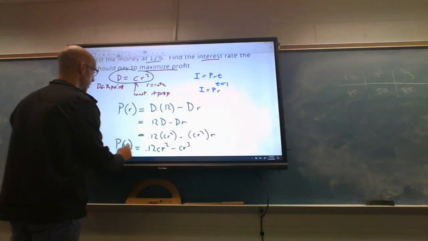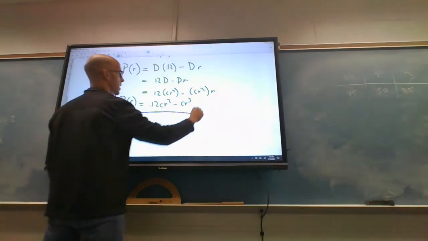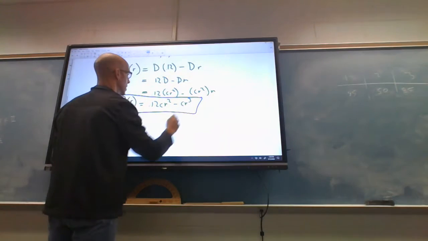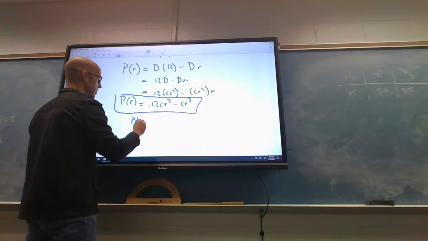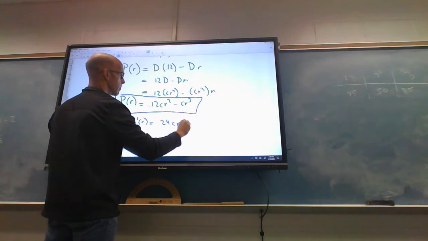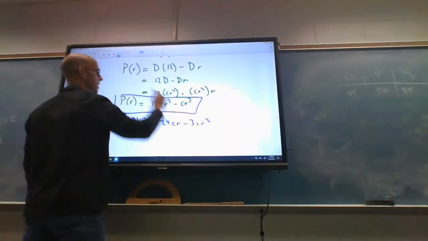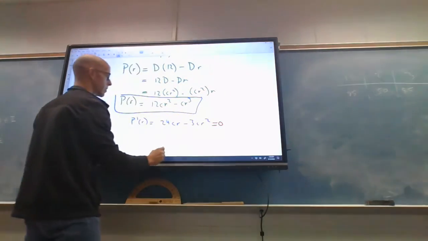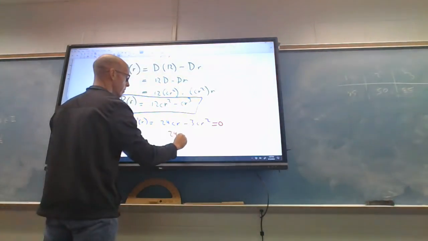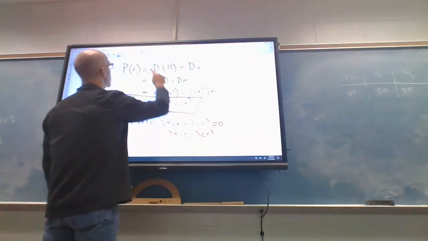So if we go ahead and find the derivative, this is our key equation here. If we do the derivative of this, we're going to get 0.24 CR minus 3CR squared. We want to set this equal to 0 for the critical number, so 0.24 CR equals 3 CR squared.